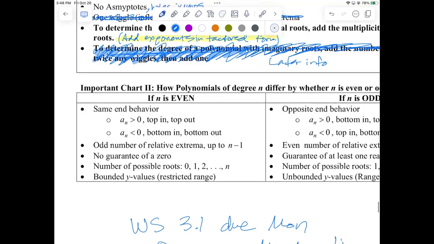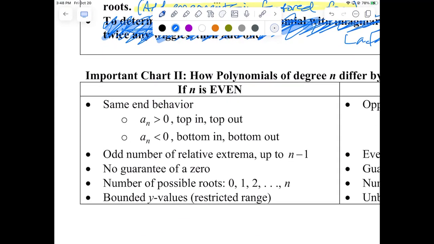Now, based upon their degree, if it's an even degree polynomial, they have the same end behavior. The leading coefficient tells you what the right end behavior is. It goes out the top, which is infinity, and because it's even, it has the same end behavior, so it's top in. If the leading coefficient is negative, it tells you the right end behavior. Because it's even, it's also bottom in, as it is bottom out. An even degree polynomial will have an odd number of relative extrema, or local maxes or mins, up to n minus 1.